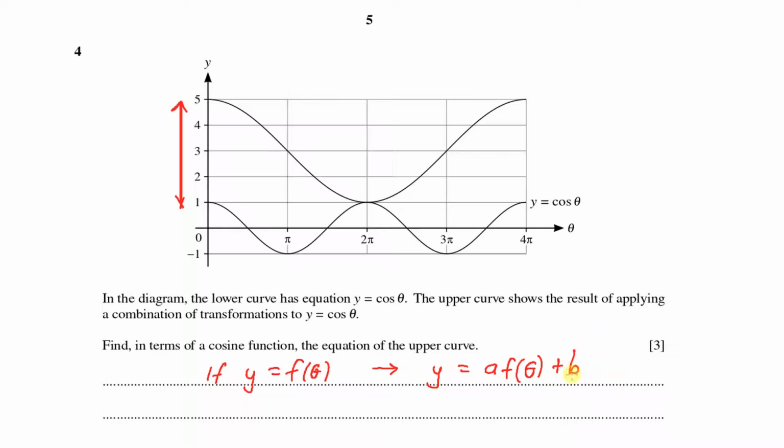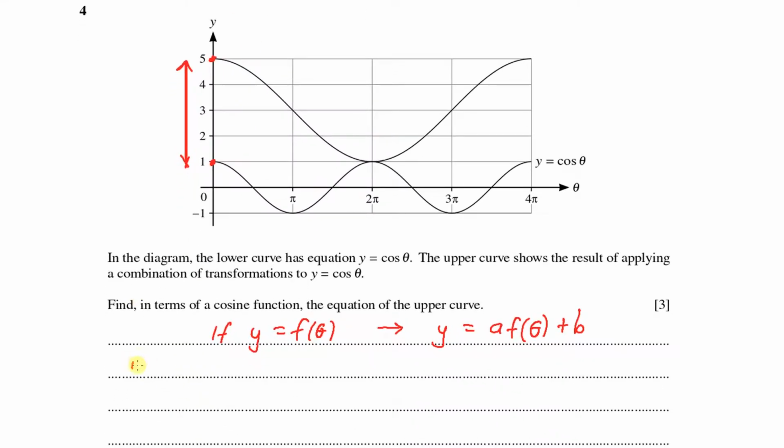by b units. So in this case, if you take a point like the point 1 here, you can see how it is being transformed to a corresponding point on the other graph, which is at 5. So we are saying the point y is equal to 1 is being transformed onto y is equal to 5, which therefore means that a of f of theta, which in this case is 1, plus b is giving us 5. So this translates to a plus b is equal to 5, where a and b are constants to be found.